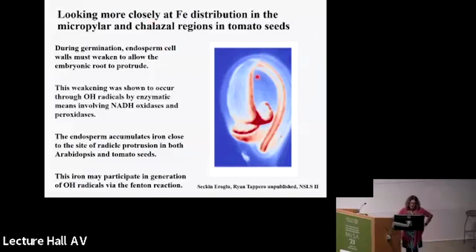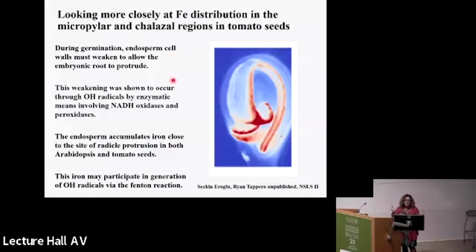So this is an image, again, from NSLS2 that Seckin took. And so in tomato, the cotyledons sort of curl up at the end. But here's the callosal endosperm here. And I hope you can see there's just this tiny bit of iron here. That's the micropilar endosperm, we believe. And during germination, the endosperm cell walls have to weaken to allow that root to protrude, okay?